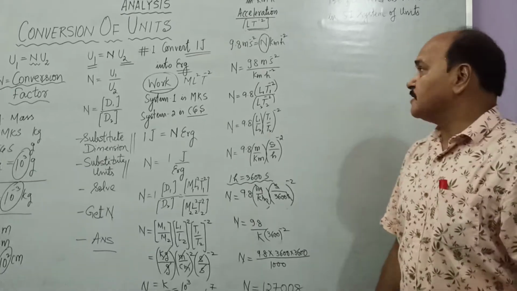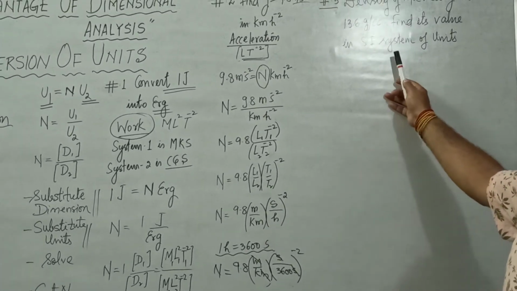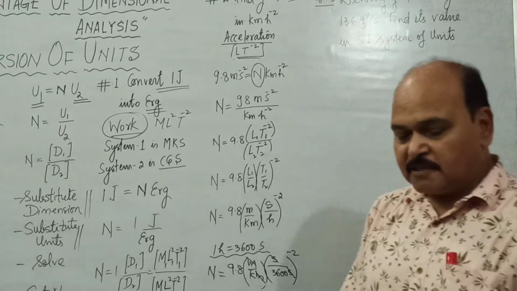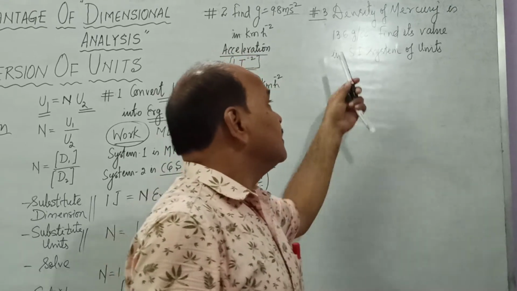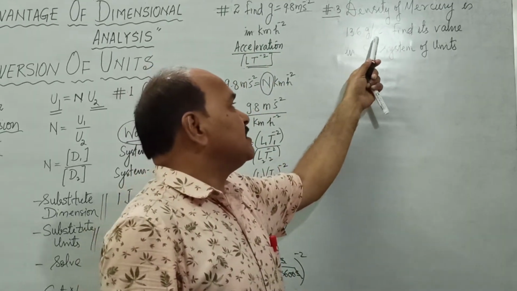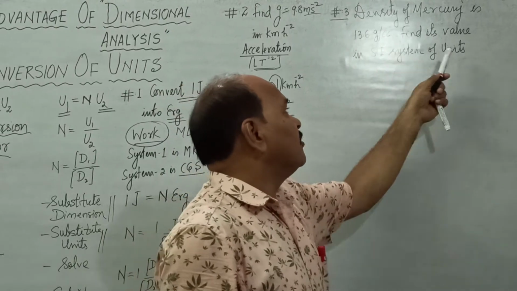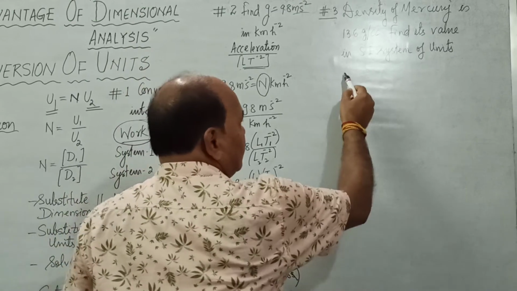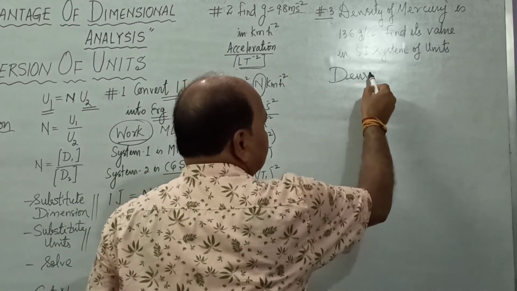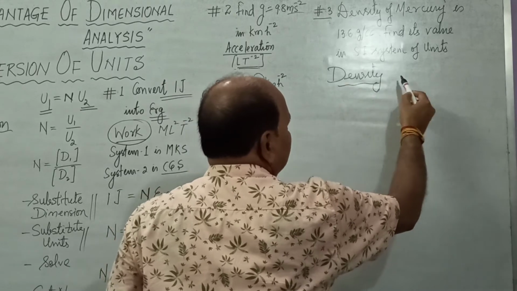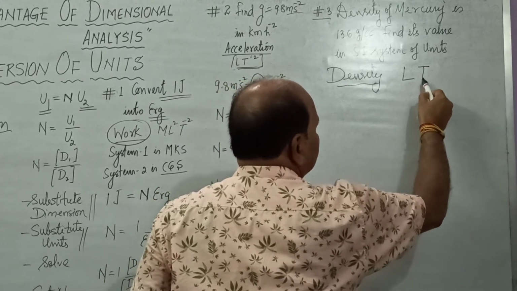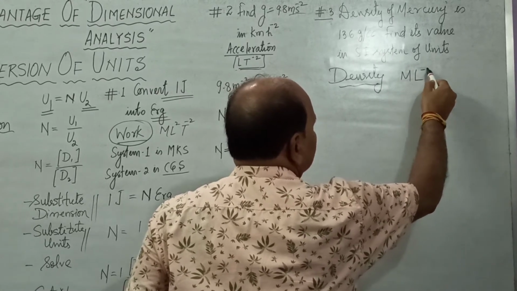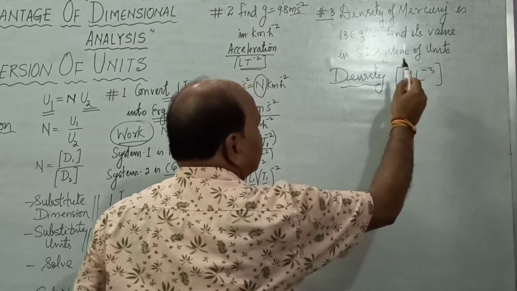Now let us see another example, the last example of the day, and it is in the form of a question. Density of mercury is 13.6 gram per cc. Find its value in SI system of unit. So again, the physical quantity in question is what? Density. And the dimensional formula of density is what? Mass per unit volume, ML^-3. This is the dimensional formula of density.